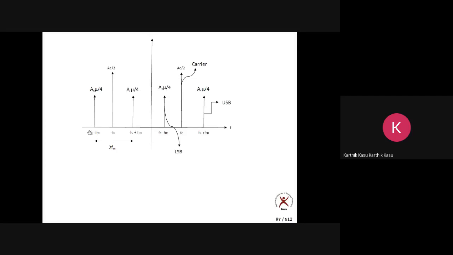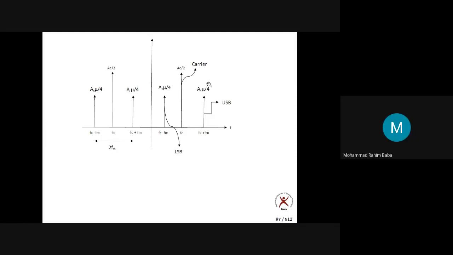Now what's the bandwidth? You take either side. I have written it on this side because I have written LSB here. Otherwise, you can take the other side. What is the difference between these two? USB minus LSB. How much is the difference? 2 Fm. 2 Fm is the bandwidth.